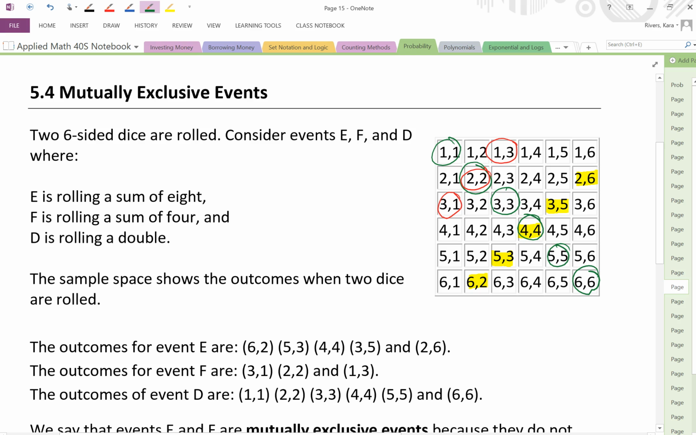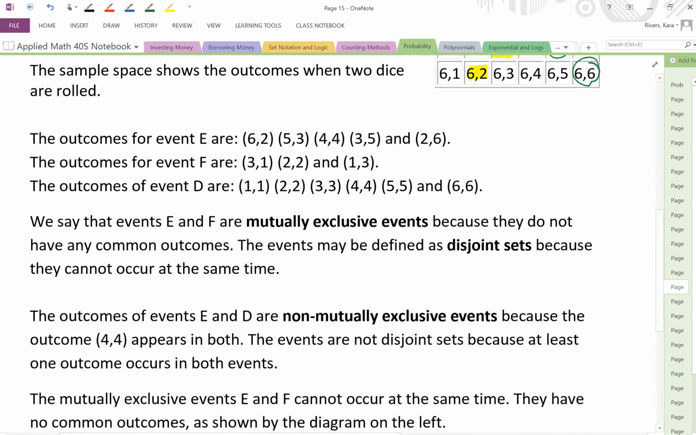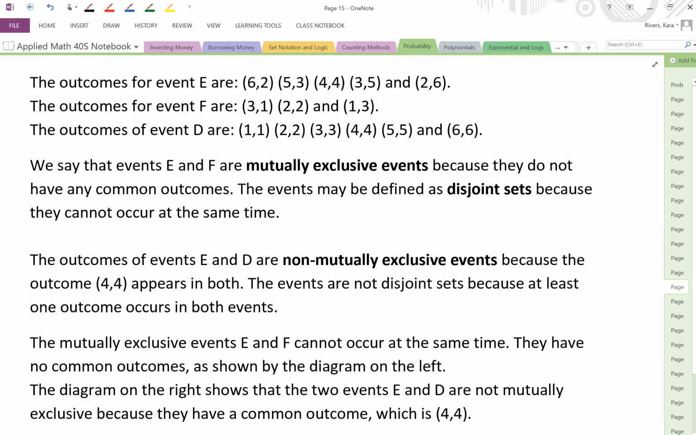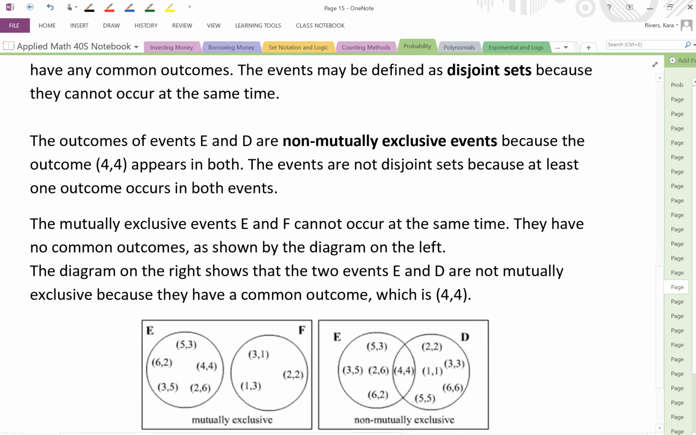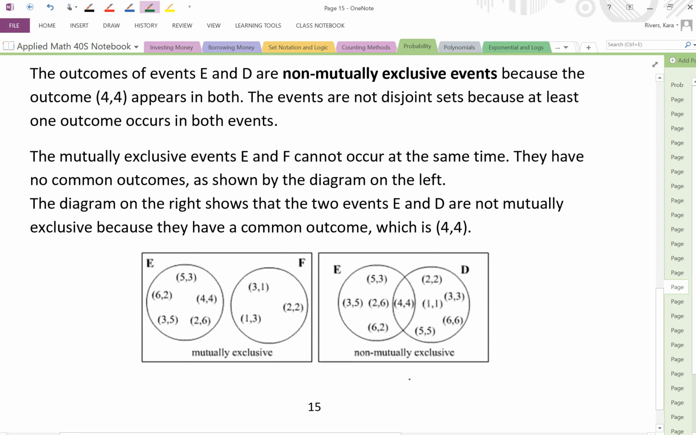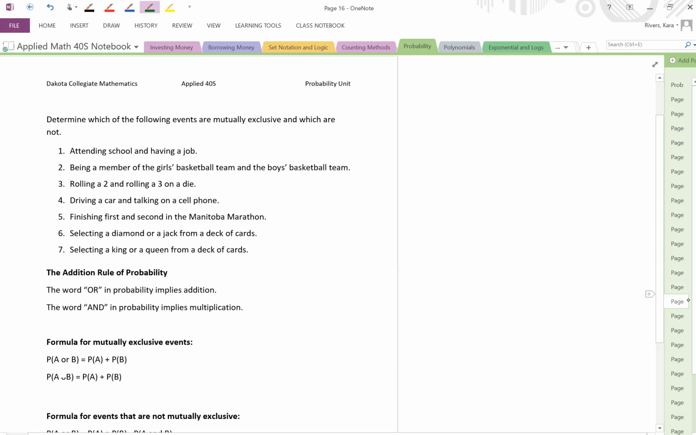You can also see between the doubles and our sum of 4, those are not disjoint either because the 2, 2 also gives you a sum of 4. So when we have non-mutually exclusive events, the events are not disjoint because at least one outcome occurs in both events. And you can see that in the diagrams here. Alright, let's take a look at the next page.